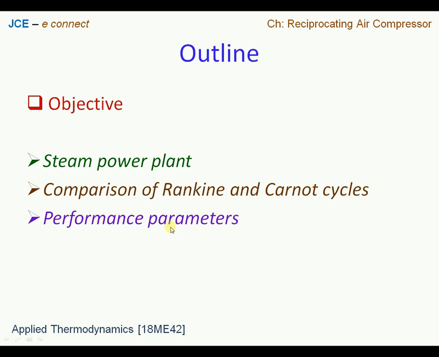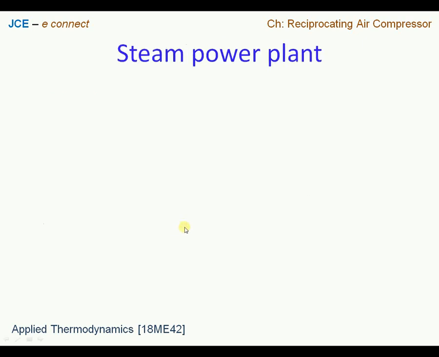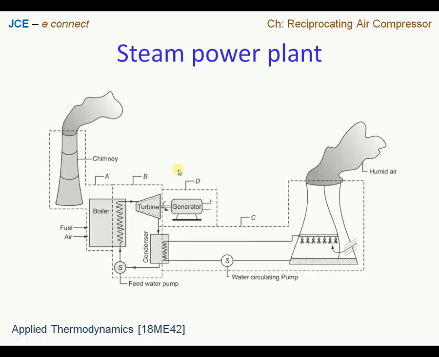Now let us look at the schematic view of a steam power plant. Here we have a schematic view of a steam power plant, which is also called a thermal power plant. The power plant makes use of water as a working fluid, which will be converted to steam in the boiler, which is shown here.